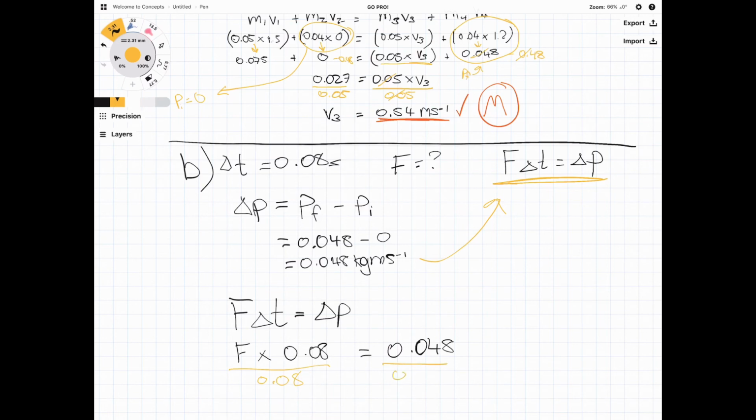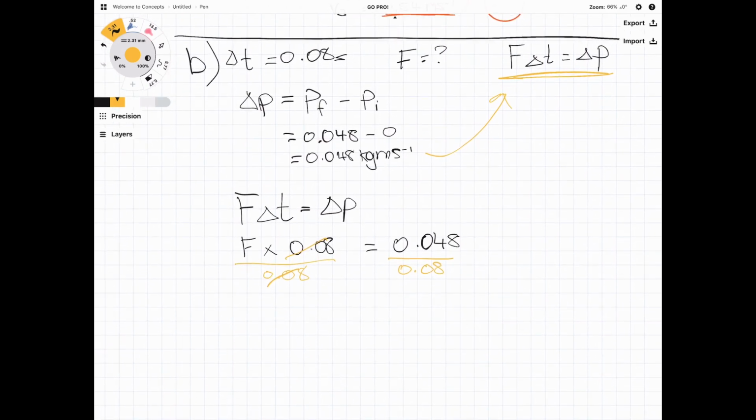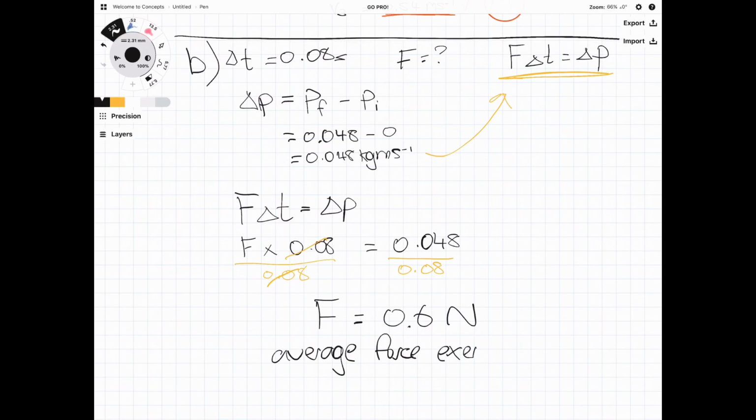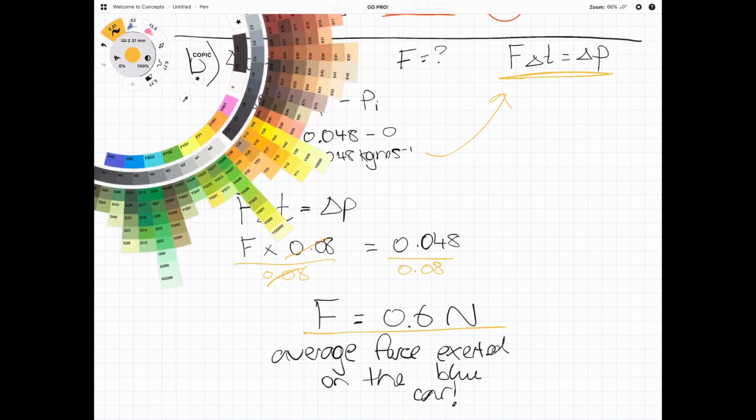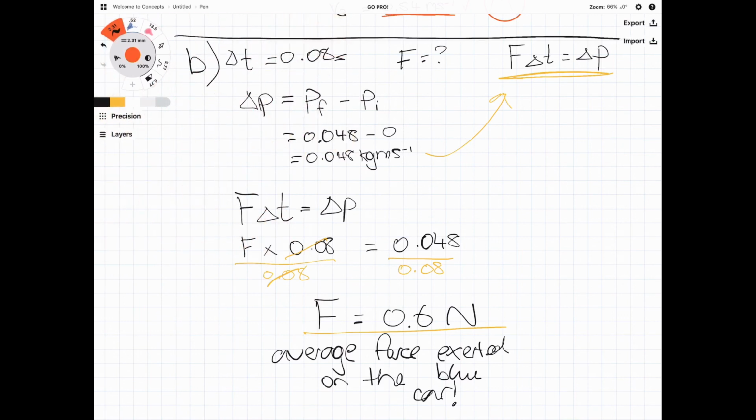Let's go ahead and do that. We're going to see that these ones here are going to cancel out. That's nice to see. We'll get some more room. And so our average force equals 0.048 divided by 0.08, which my calculator says equals 0.6 newtons. Average force exerted on the blue car. Nice. Sweet. And that there is also worth a nice, lovely merit.